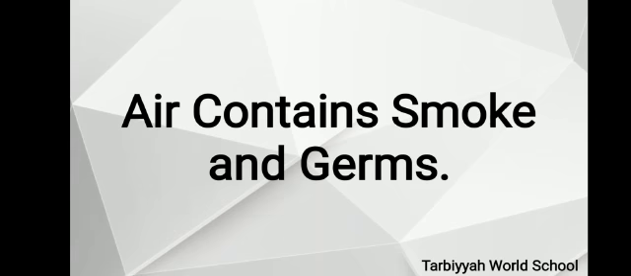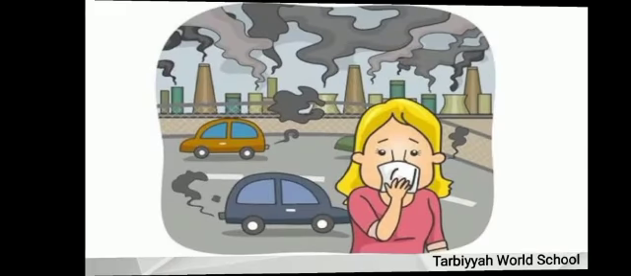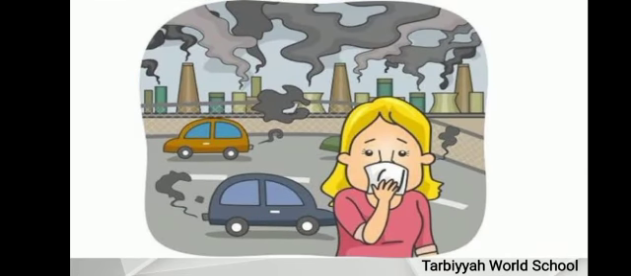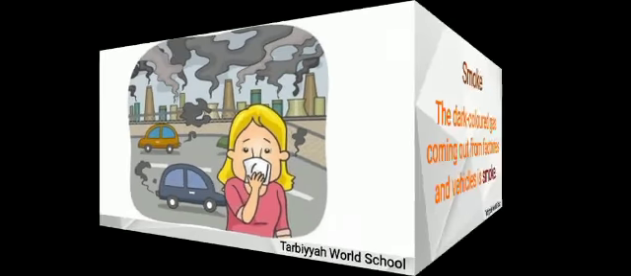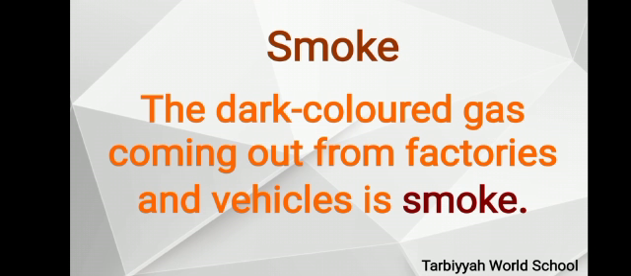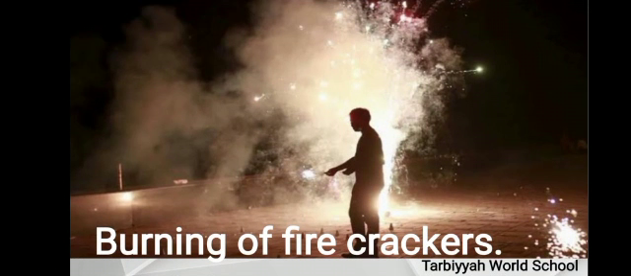Now see, air contains smoke and germs. Smoke is given off when things are burned. Smoke is also given off by cars, buses, and factories. The dark colored gas coming out from factories and vehicles is smoke. All this smoke gets mixed with the air around. So air also contains smoke. Burning of firecrackers also gives off smoke. Breathing in smoke causes harm to our body.